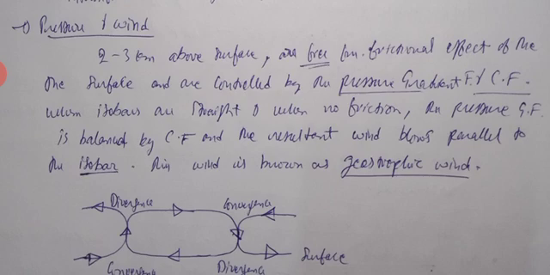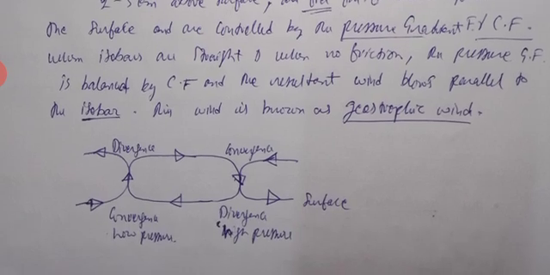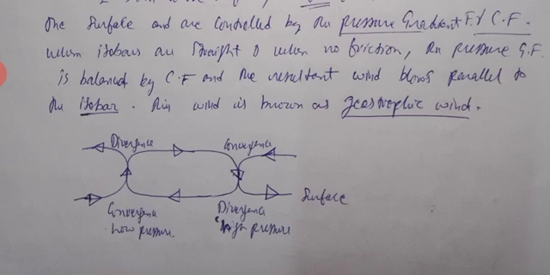Next point, pressure and wind. 2 to 3 km above the surface of the earth, winds are free from the frictional effect of the surface and are controlled by the pressure gradient force and Coriolis force. When isobars are straight and when there is no friction, the pressure gradient force is balanced by the Coriolis force and the resultant wind blows parallel to the isobar. This wind is known as the geostrophic wind.